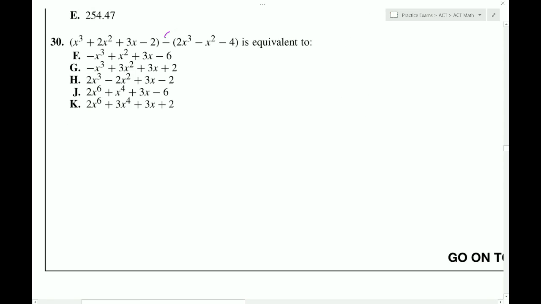All right, so here we're going to have to distribute this minus sign. So the way I like to do these is I write out the first one completely, plus 3x minus 2. Then I note what my values are going to be here. So I'm going to get minus 2x to the third. So I line that up underneath this one. And then I get a plus x squared. So I do that under this. And I get a plus 4. So I do that here.